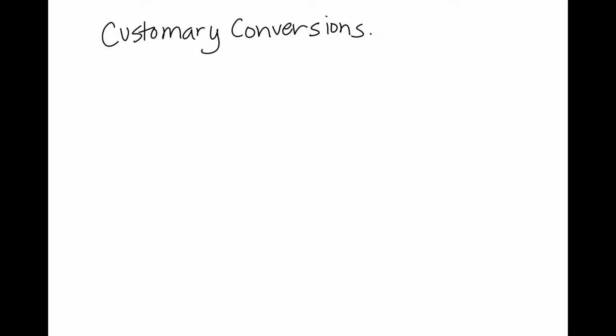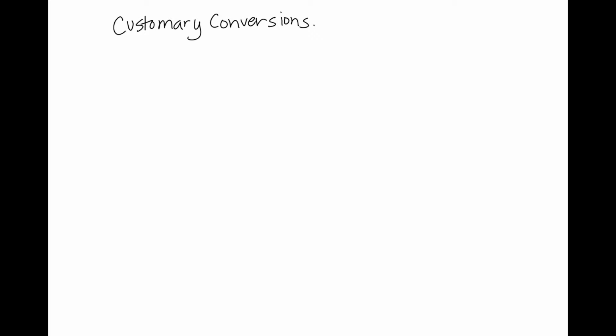Now, customary conversions are very similar to metric conversions. The only difference is that in a metric conversion, we are using powers of ten. That's what we learned last week. In the customary conversions, we'll be using whole numbers, perhaps decimals and fractions. And we'll have to be dividing and multiplying those whole numbers, decimals, and fractions. Metric conversions were a little bit easier because all we had to do was multiply and divide by powers of 10. So we're going to get right into it, and we're going to start with an example problem.